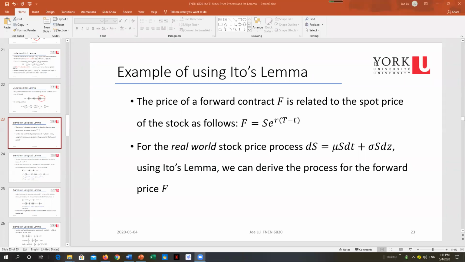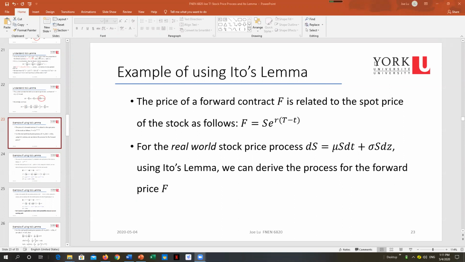Hello, everyone. Welcome back. Last time we talked about Ito's lemma, and we quote-unquote showed why Ito's lemma has that particular form there. Now, in this video, let's look at some examples of Ito's lemma.